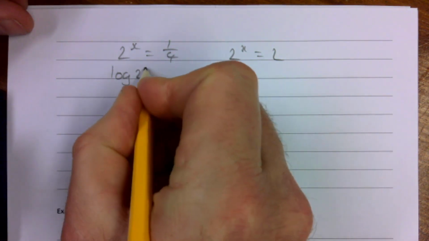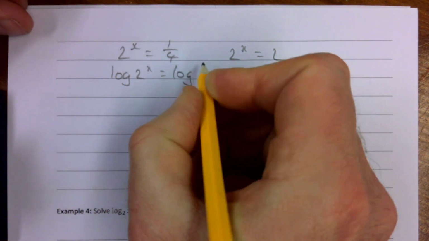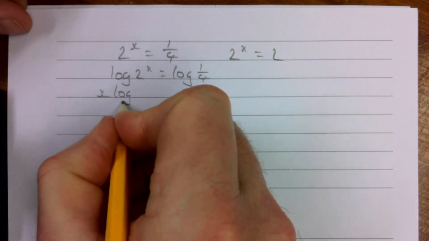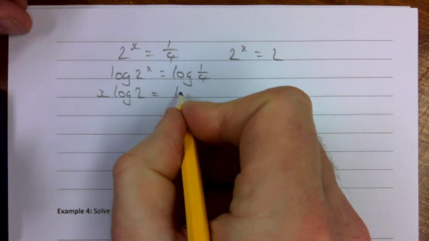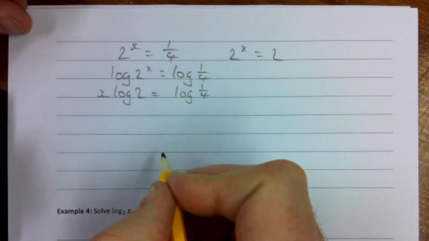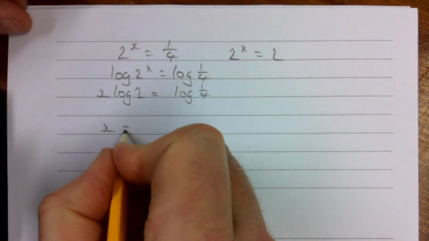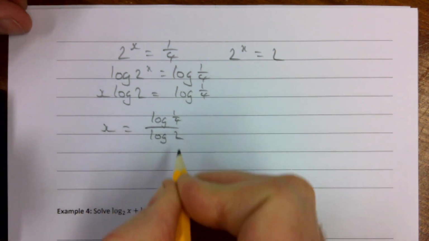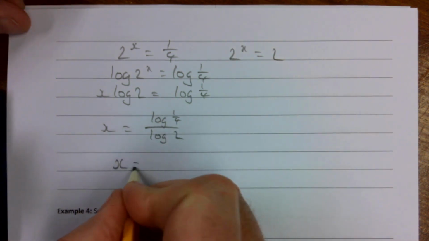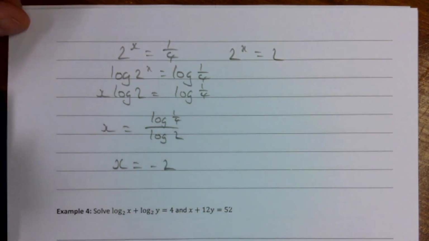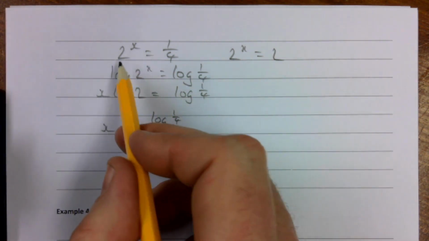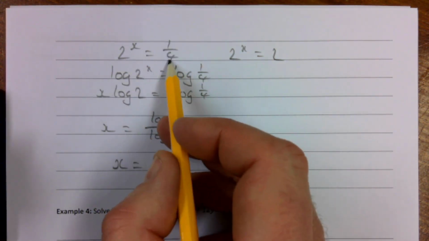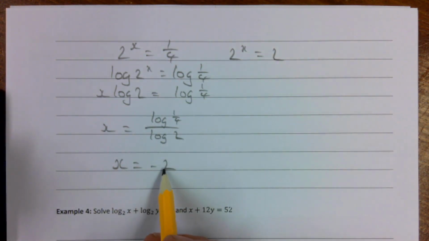So log of 2 to the x is log of a quarter, so x log 2 is log of a quarter, and that means x is log of a quarter divided by log of 2, and that gives me x is minus 2. So people will maybe have spotted that. If it was 2 to the power of x equals 4, that's easy. That's just 2, because 2 squared gives me 4. And of course the 1 over would then be the minus. That's why that one works out.